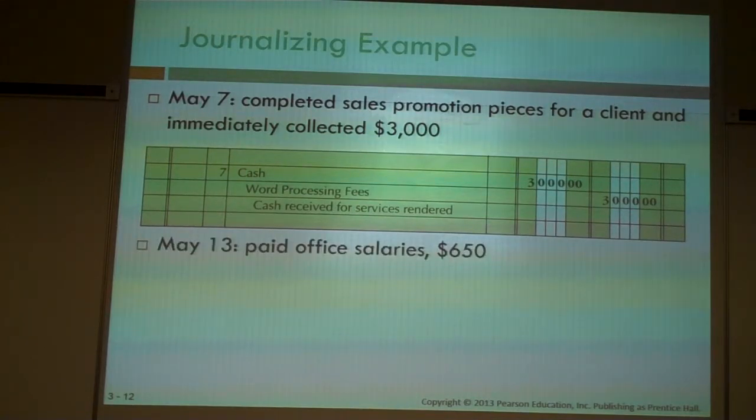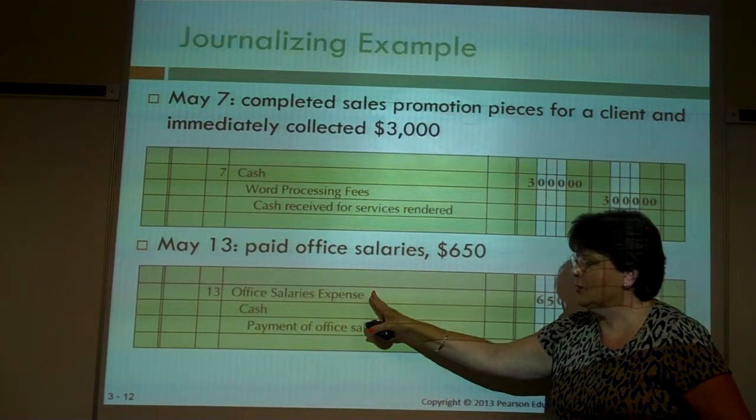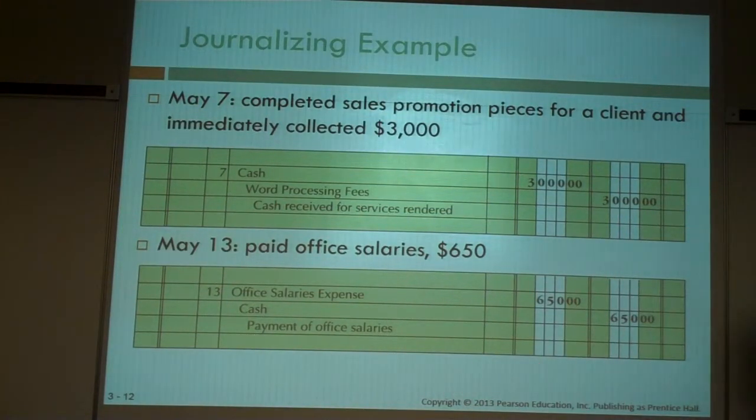All right, on May the 13th, we paid office salary, $650. Paid. Cash goes down. Is cash a debit or a credit, because it goes down? And what does the other account have to be? The debit. And what account would it be? The office salaries expense. Okay, office salaries expense, and then the cash. When we do Peachtree, the computerized accounting problems, I always have you print the chart of accounts first so we know what accounts we have.